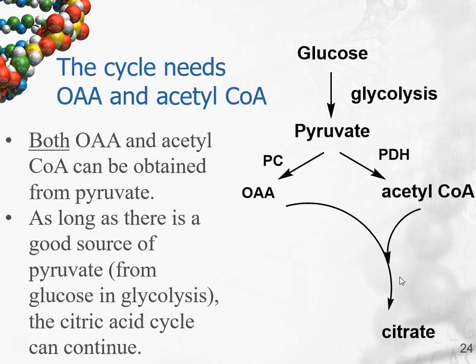So the cycle does need both OAA and acetyl-CoA. Notice that glucose can give us both of what we need. If we have glucose to pyruvate, and that's glycolysis, we can use the pyruvate dehydrogenase complex to convert pyruvate to acetyl-CoA. But we can use the pyruvate carboxylase reaction to give us OAA. So as long as there's a good source of pyruvate from normal carbohydrate metabolism, then the citric acid cycle can operate normally.